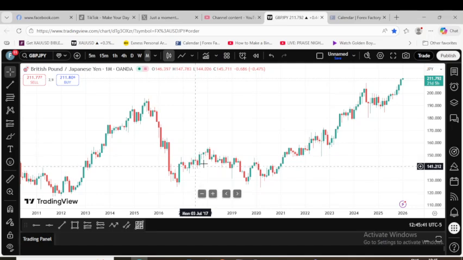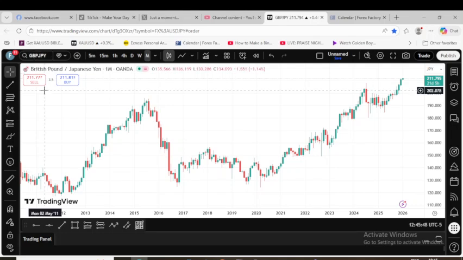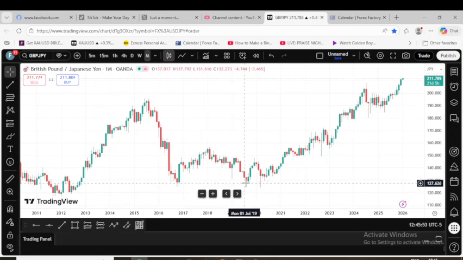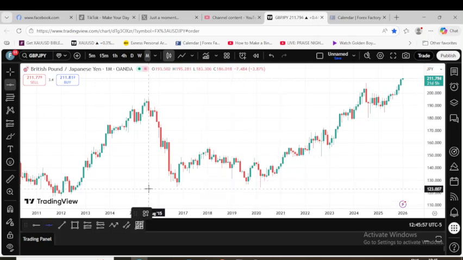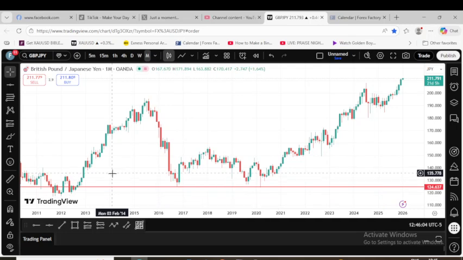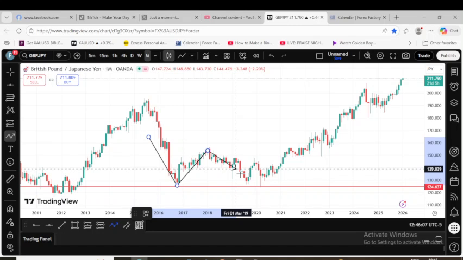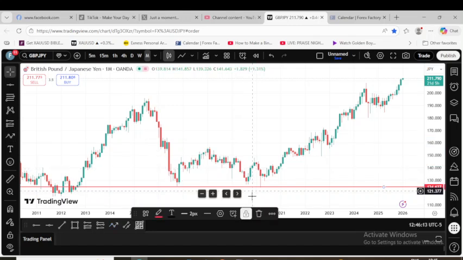Okay, so today we're going to be doing some top to bottom analysis on GBPJPY, that's British Pound Japanese Yen. So, as we usually do, I'll start by identifying my zones from the monthly time frame. Here you can see that price bounced above this level first time, second time, third time. So this is a valid level.